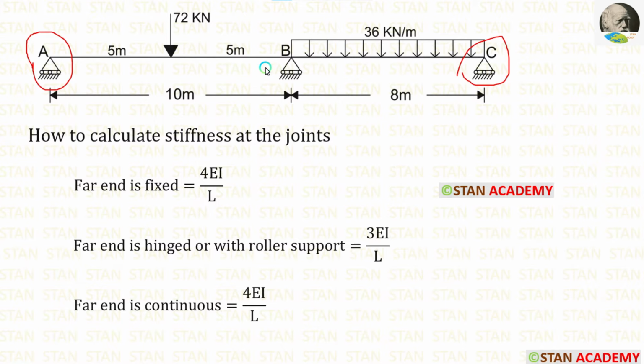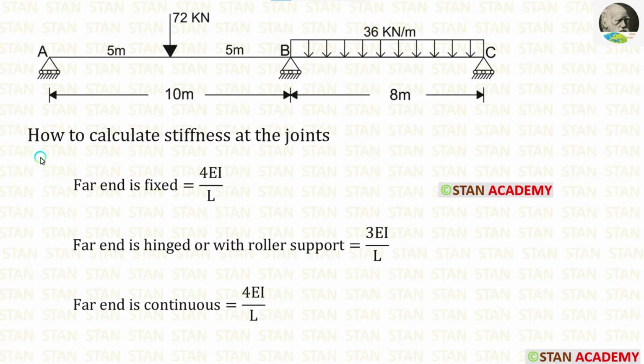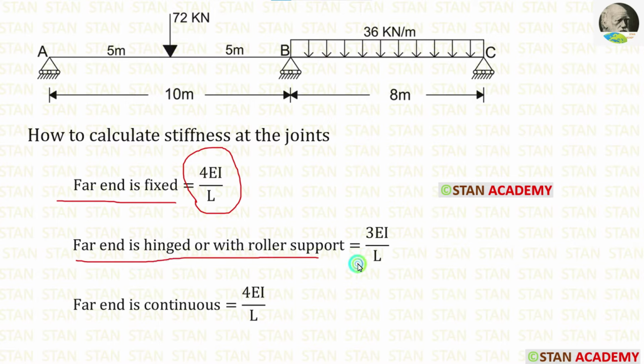In this case, we have to calculate the distribution factor only in the joint B. For calculating the distribution factor, we have to find the stiffness. Let's see the formula to calculate the stiffness. If the parent is fixed, the formula is 4EI upon L. If the parent is hinged or with roller support, the formula is 3EI upon L. If the parent is continuous, the formula is 4EI upon L. Using the formula, we can calculate the stiffness and then we have to calculate the distribution factor. Let us calculate them.